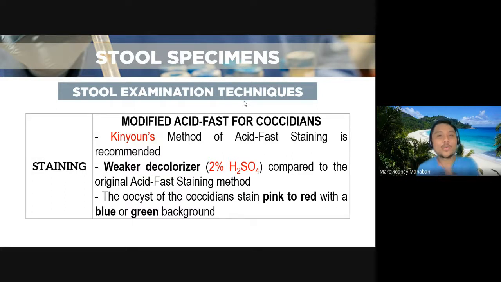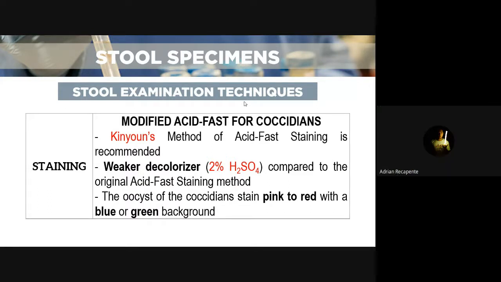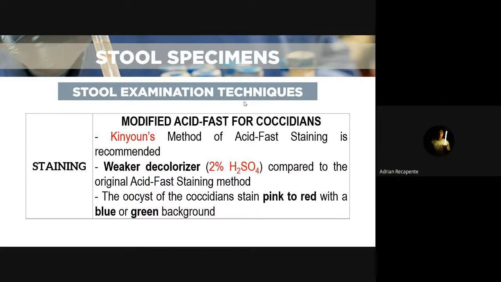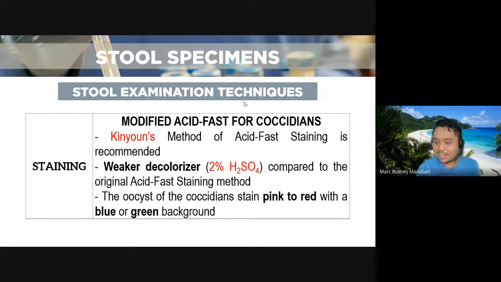Okay, all right. So if the mordant of Ziehl-Neelsen is heat, in gram staining, what is the mordant? Methanol? Gram's iodine. Very good. Gram's iodine. Okay, all right, very good. That's correct. Don't forget, in gram staining, the mordant is iodine.